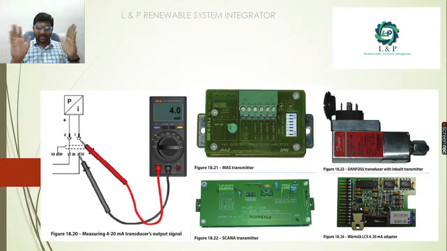Nowadays in industry, many different varieties of transmitters are available. These are some real-time photos of a mass transmitter and a Danfoss transducer with an inbuilt transmitter. We have scanner transmitters, and we also have 4 to 20 milliamp adapters.